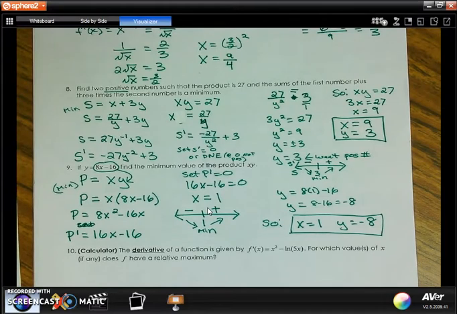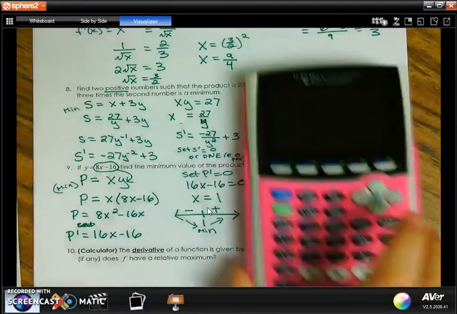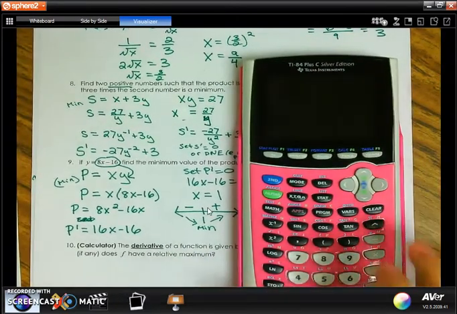So it says the derivative is given by this here. For which values of x, if any, does f have a relative maximum? So here they're asking you to find the relationship between the derivative and the original. So if you have your calculator, here's how you would type this in.